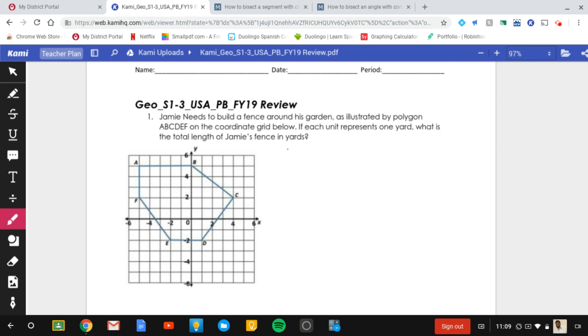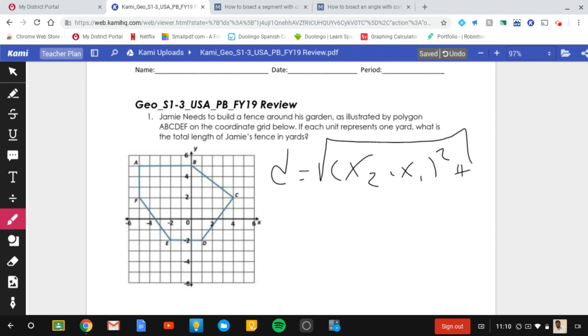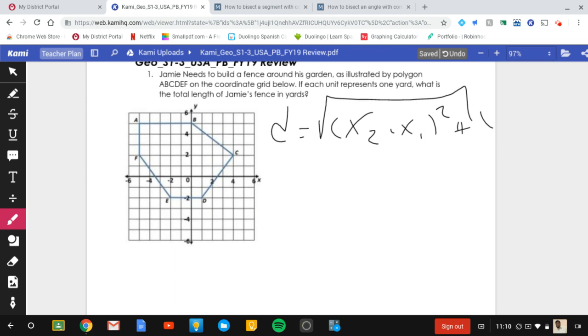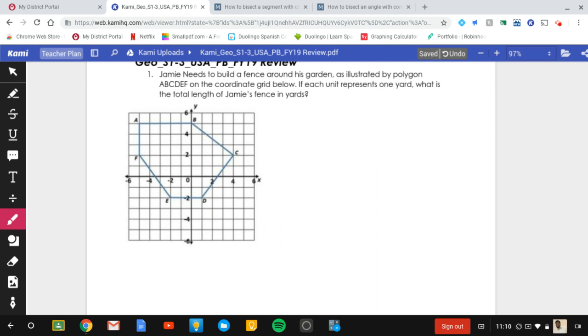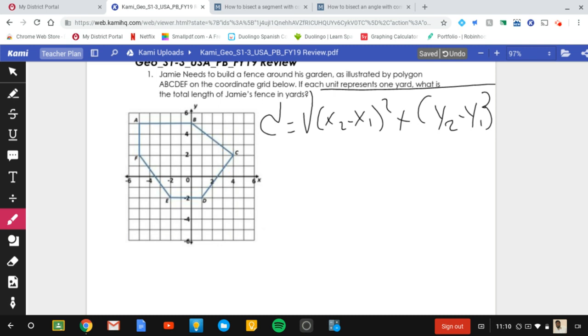To find the distance between 2 points, we know we can use the distance formula. Okay, so the distance is equal to the square root of x2 minus x1 squared plus y2 minus y1 squared.